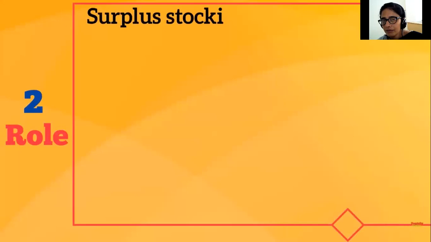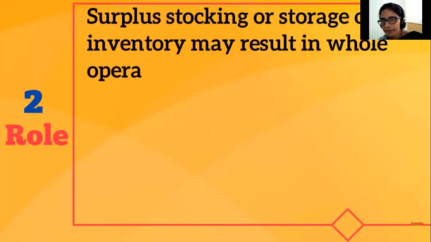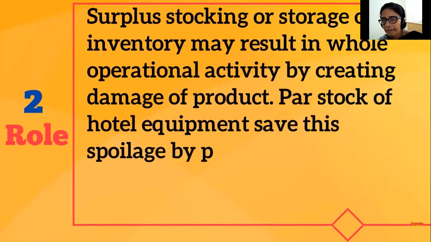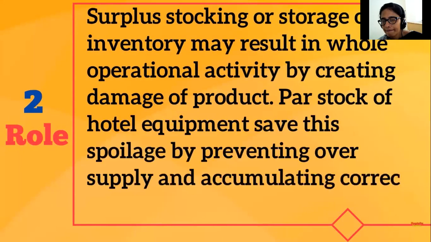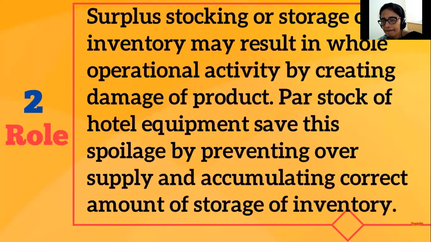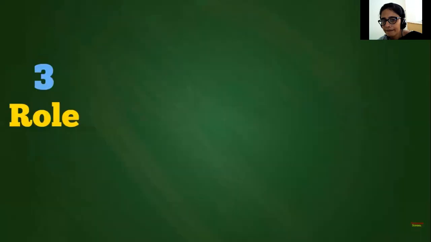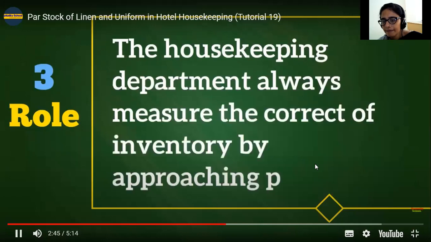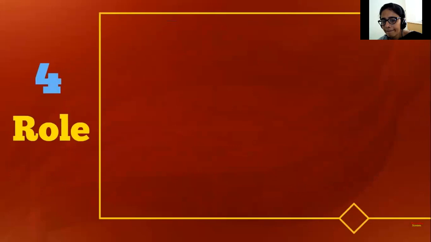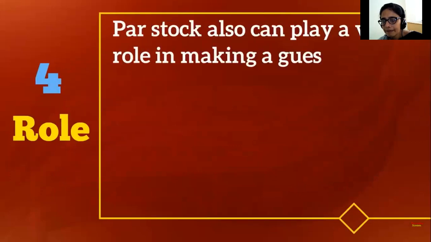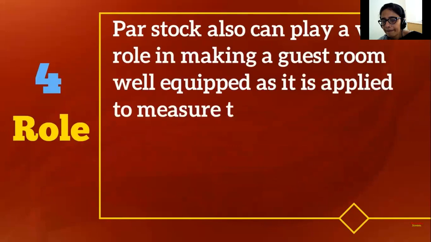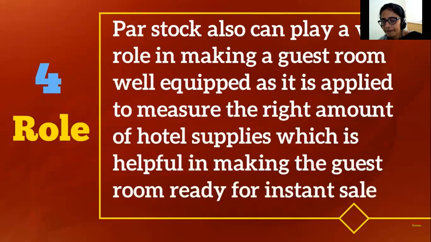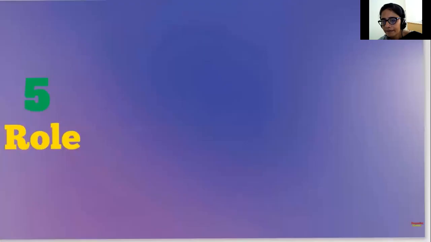Role number 2. Surplus stocking or storage of inventory may disrupt the whole operational activity by causing damage to products. Par stock of hotel equipment saves this spoilage by preventing oversupply and keeping the correct amount of inventory in storage. Role number 3. The housekeeping department always measures the correct inventory by approaching par stock. Role number 4. Par stock also plays a vital role in making a guest room well equipped, as it is applied to measure the right amount of hotel supplies, which helps in making the guest room ready for instant sale.